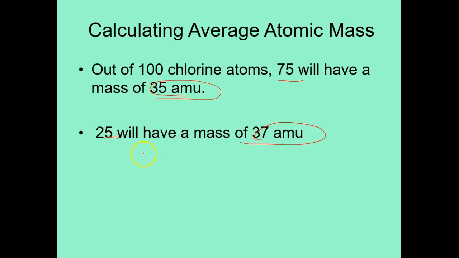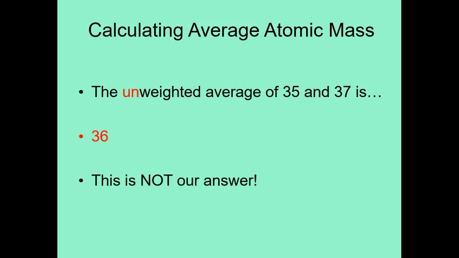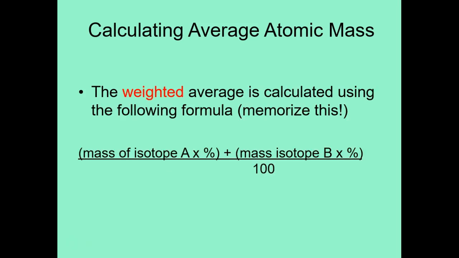Here's what most kids want to do: 35 plus 37 gives me 72, divided by 2 gives me 36. Well, the unweighted average for this is 36. This is not our answer. This is not our regular average. Remember, it's a weighted average.